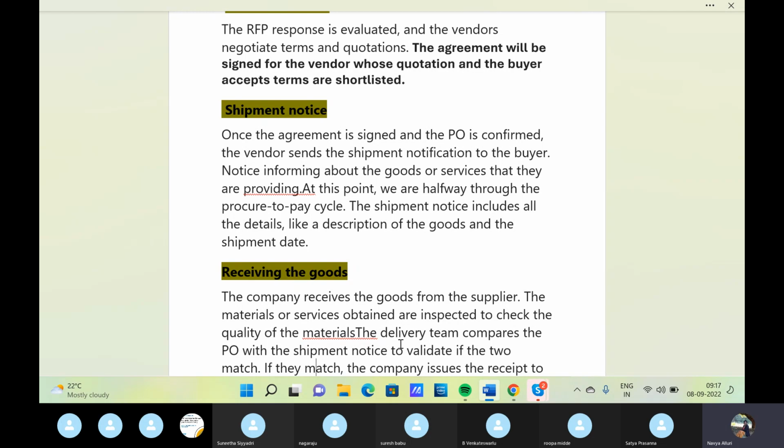At the same time, the vendor also issues the notice, stating which type of material, what name, and what material is delivered, whether it is the same or not. All that information is included, the vendor gives a notice, and the company also gives a notice. They are checked. After both are checked, the product will be delivered.